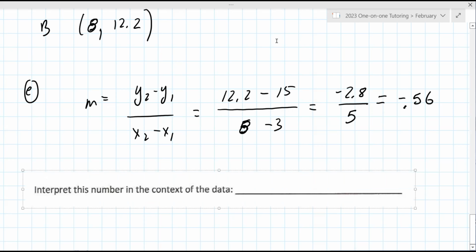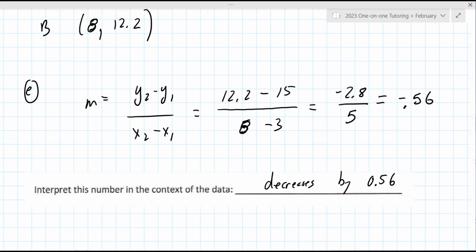Okay, so now part E continues and asks you to interpret this number. So when it's negative, you say it decreases by, and then you give the number 0.56, and then you give the units of the number, which is the infant mortality rate per year.